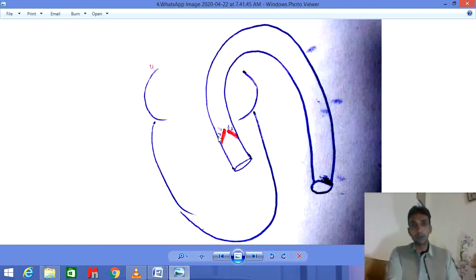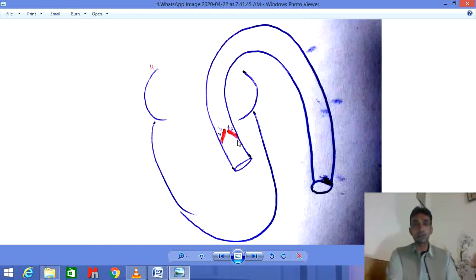And the first step is called protodiastole, and protodiastole starts from the closing of this valve, over here the pulmonary valve, the aortic valve. This is the semilunar valve. So the closing of the semilunar valve starts with the protodiastole, or protodiastole starts with the closing of this valve.